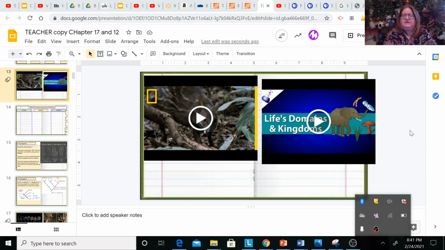Hello, this is Miss Dagenford, and we are going to look at today how we organize, how we build a diagram that allows us to organize the information that we've been learning.